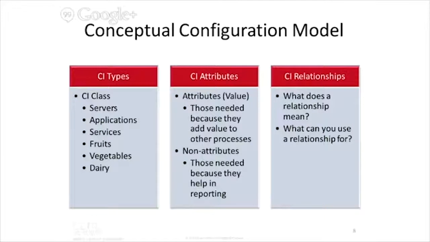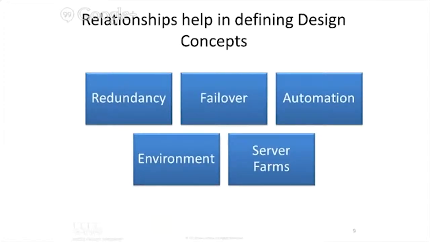Most people get really confused about relationships like depends, it depends on this, or this connects to that, or it hosts that. At the end of the day, relationships are just plain words. You can use these relationships to actually come up with a lot of interesting things. Think about design concepts, things like redundancy, failover, automation, environment, server farms. All of these things in a typical CMDB are valuable information to have to start with. If you're trying to fix an incident, a problem, something major in the environment, you need information about how the environment looks. Your engineers need this information about how this environment looks. And to give them that information, you need your CMDB to be able to convey it. Relationships are the ones that actually help you understand these design concepts.